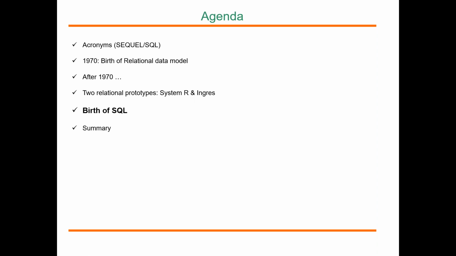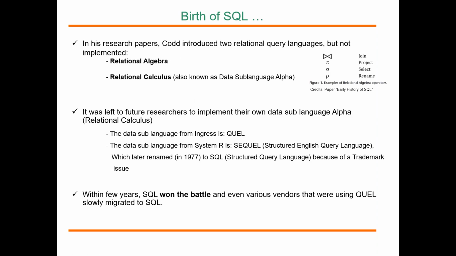Now, where does SQL fit in this whole structure? If you go back and read Codd's 1970s paper, and of course his successive papers, he spoke about two relational query languages, but he never implemented them. One is relational algebra, which is pretty much a set of relational algebra operators. Like, this is how we should implement a join between two tables, and phi is a symbol to represent the projection. These are mostly symbols and operators.